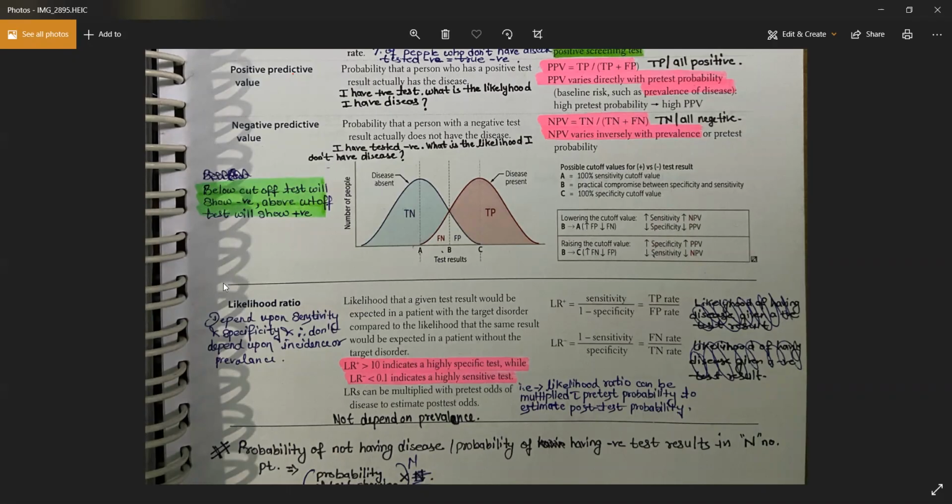This is a likelihood ratio. It is the likelihood that a given test result would be expected in a patient with a targeted disorder, compared to the likelihood that the same result would be expected in a patient without the target disorder. You already know that the patient having chest pain means there is a very high chance that the patient is having a myocardial infarction.